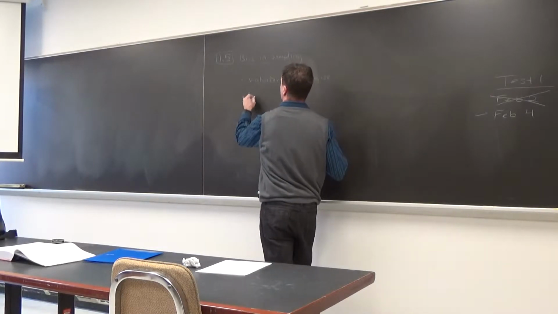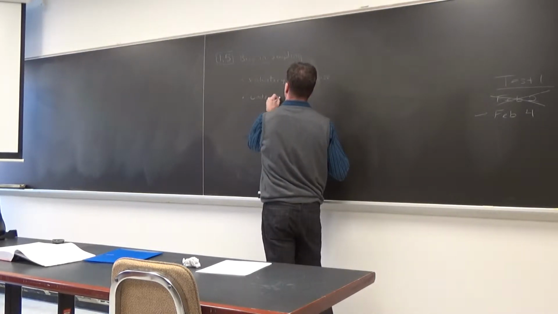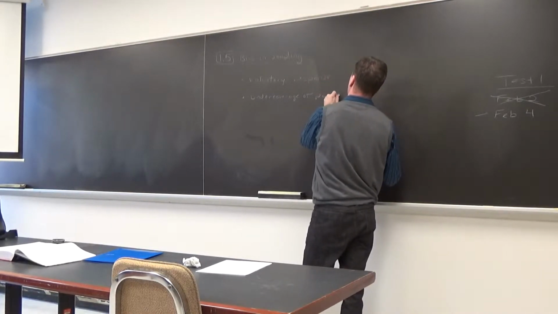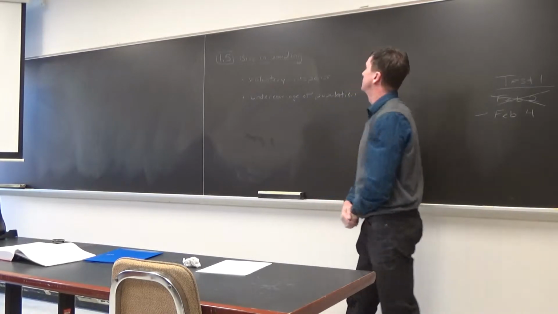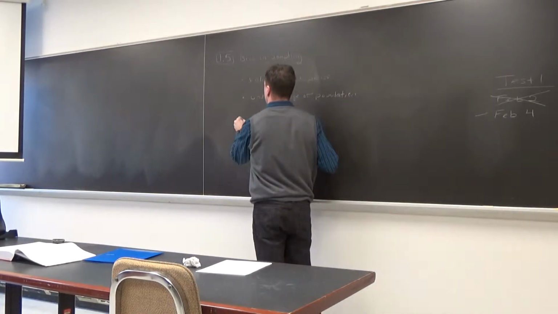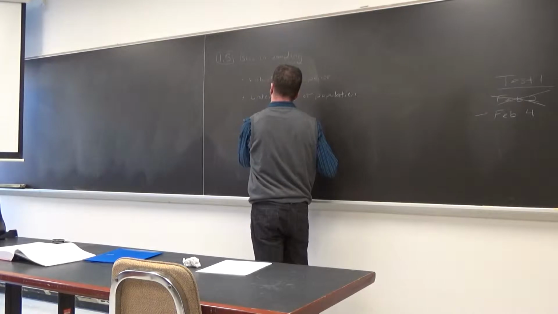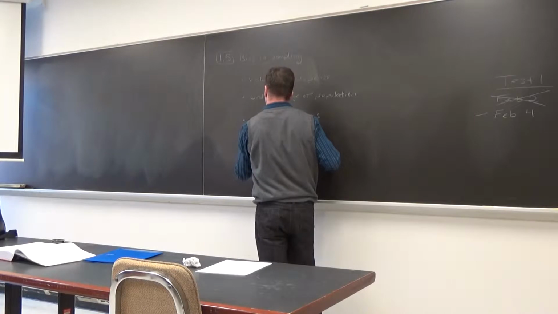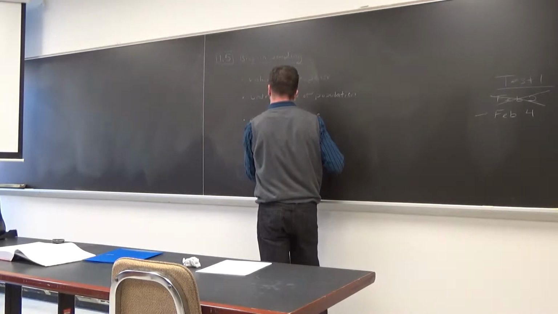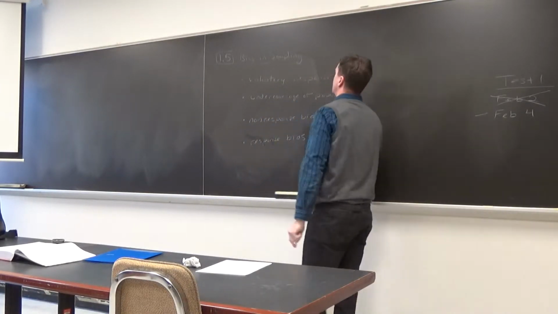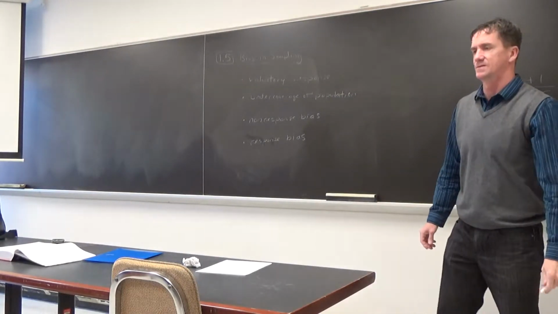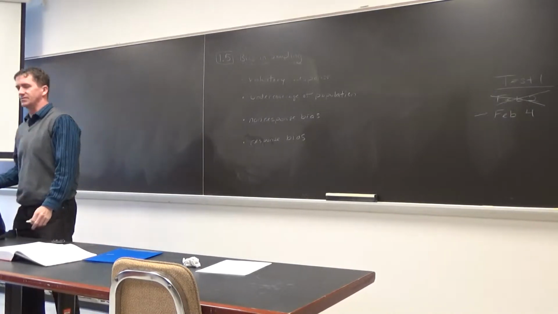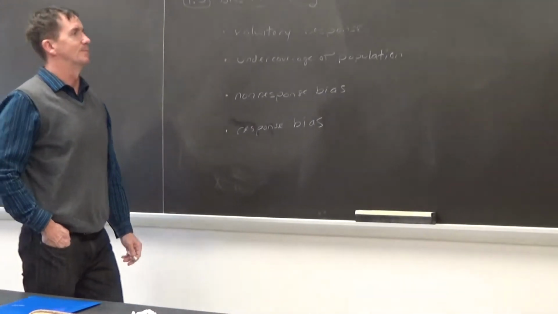Another type is under coverage of the population. Or non-response bias. And lastly, response bias. We'll talk about all these. I'm sure a lot of you read through section 1.5, kind of talks about this stuff. You'll see these terms in there.